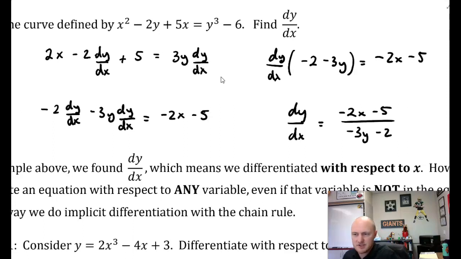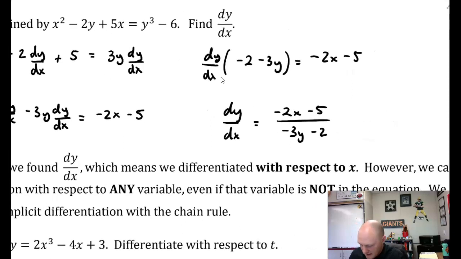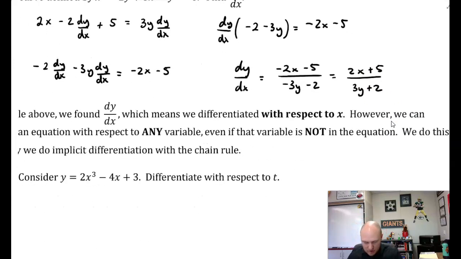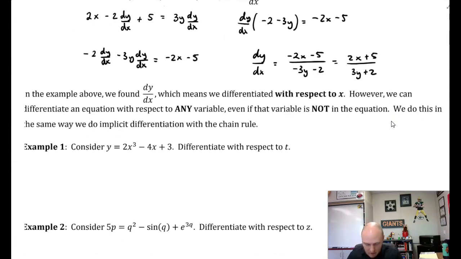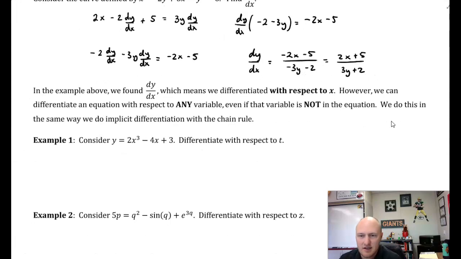I did have some students say, hey, I want to factor out that negative. Can I take a negative out of both? And the answer is yes. This is also correct. If I factored out a negative and then canceled them from the numerator and the denominator, I'd get 2x plus 5 over 3y squared plus 2. All right, so that is implicit differentiation, and we differentiate with respect to x.